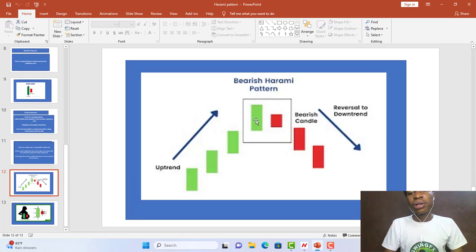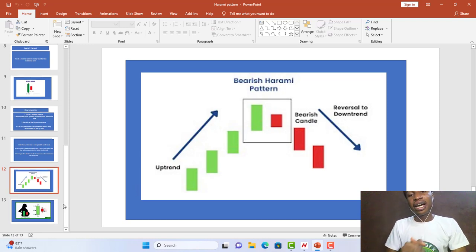So this is how it looks like to the upside. Then there must be a gap. It must close inside. So in a nutshell, this is how it looks like. Another word for the harami is the pregnant woman, right?